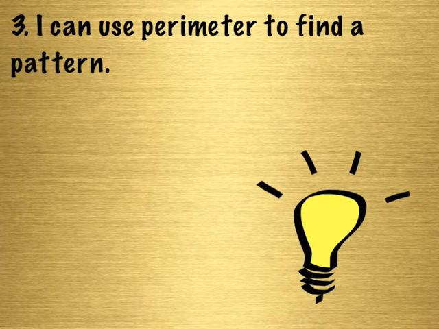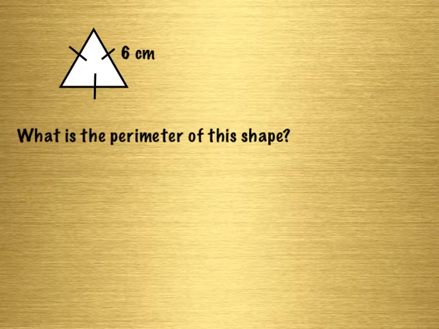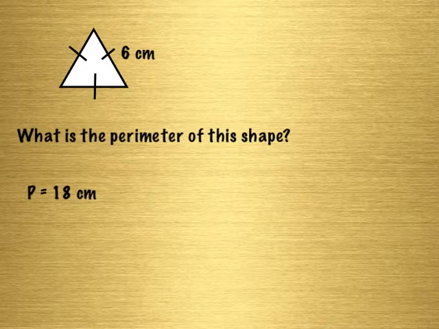Let's look at number 3, which is using perimeter to find a pattern. So here I have a regular triangle. Regular, of course, means that all sides are the same length, which we can see because of these lines. If this side is 6 centimeters and it's a regular triangle, then all sides must be 6 centimeters. The perimeter of the shape, I'm just going to add up the sides. There's 1, 2, 3 sides. Each side is 6 centimeters. 6 times 3, the perimeter is 18 centimeters.